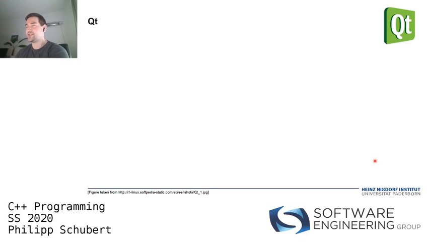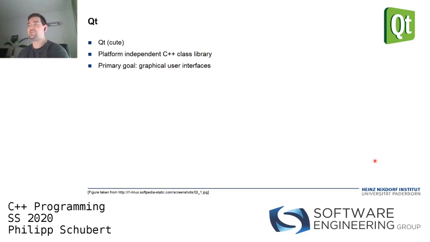So what else do we have? We also have a library called Qt. You can pronounce it Qt or Qt, both is possible. It's also platform independent, which is always a great thing. It's a platform independent C++ class library, and the primary goal of the Qt library is providing functionalities to implement graphical applications. So it's about graphical user interfaces, really.